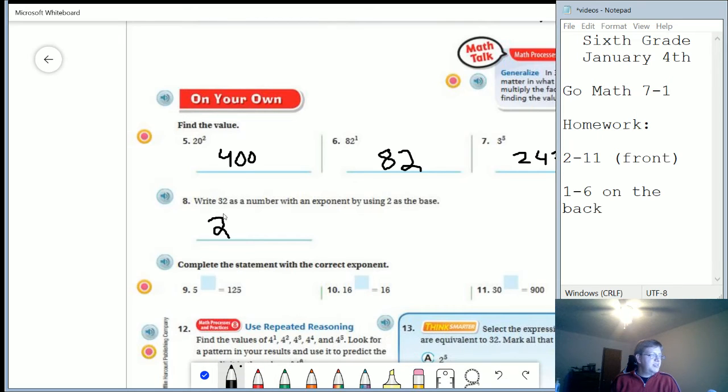I'm assuming that most people probably got this while I was talking. So if I do 2 times 2, I get 4. 4 times 2 gives us 8. So 4, 8, 16, 32. So it's going to be 2 to the 5th power.